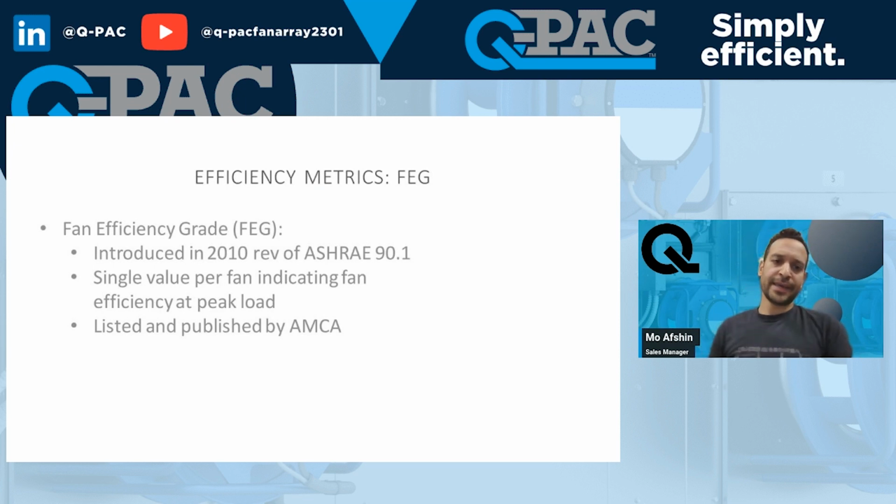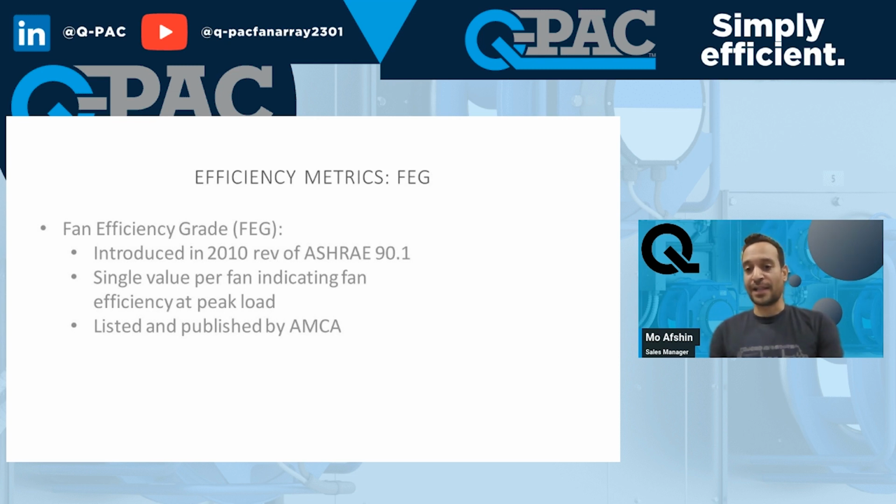The other question I get is regarding efficiency, and specifically the metrics. I'm going to go through the two metrics of efficiency that are currently used in ASHRAE 90.1, and how we can get those for our fans. The first metric that was introduced a while back by 90.1 is fan efficiency grade, and we call it FEG.